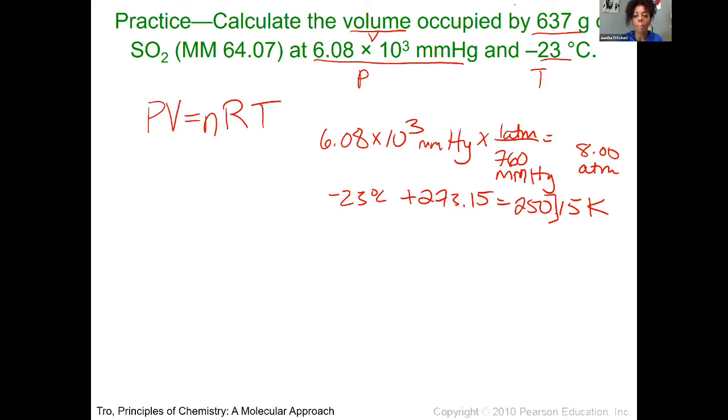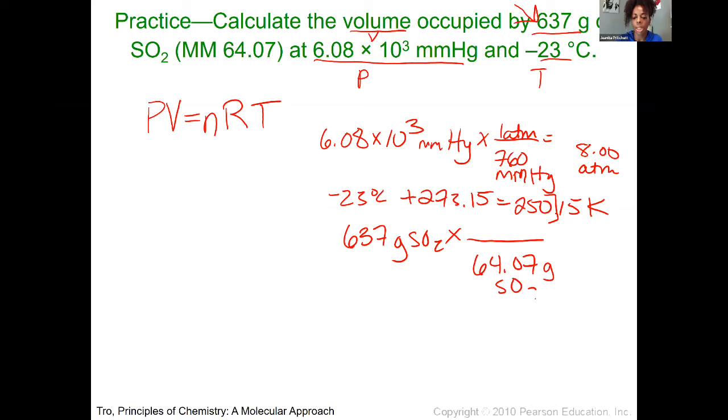However, we do have this mass that's given to us, and we know from previous videos that we can convert from grams to moles very simply by using the molar mass. So let's go ahead and do that conversion as well. So 637 grams of SO2, and we're going to put our molar mass, which they've provided for us. If that wasn't given to you, you would just simply look at the periodic table and calculate it, and 1 mole on top. So 637 divided by 64.07, and that would give you 9.94 moles of this substance.